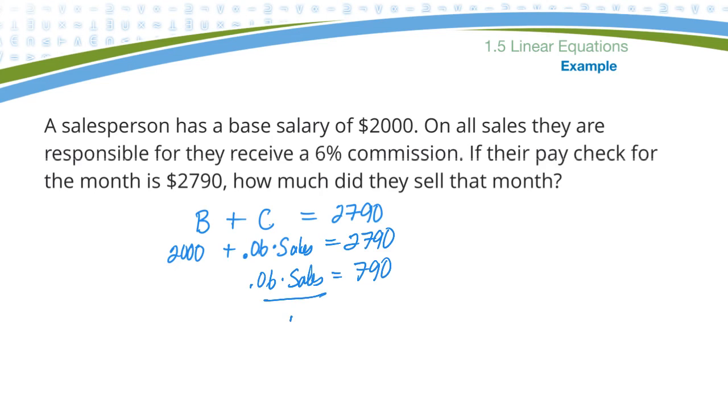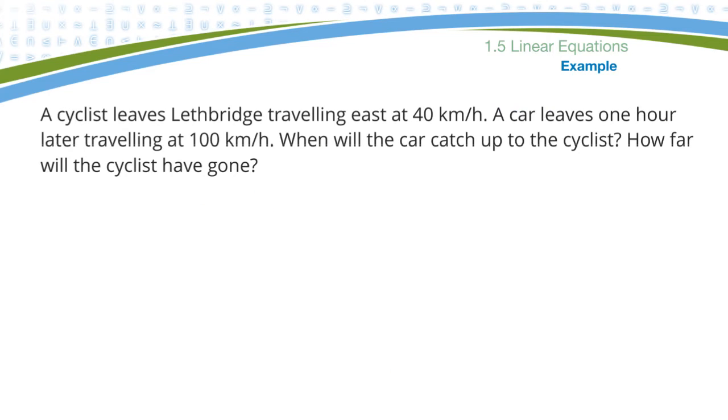And then divide both sides by 0.06. So I get my sales are going to be 13,166.67. So that's how much they sold that month. Oh, here's a nice question. It involves cycling. Cyclist leaves Lethbridge traveling east at 40 clicks. A car leaves an hour later traveling 100 kilometers an hour. When will the car catch up to the cyclist and how far will the cyclist have gone?